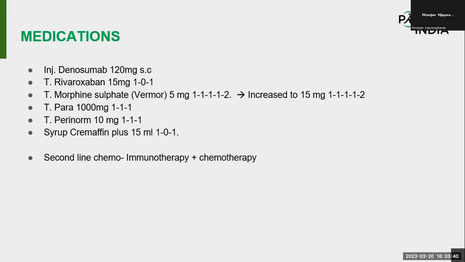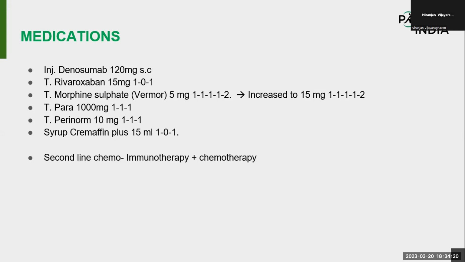In view of elevated creatinine, we were able to start him on denosumab for reducing the hypercalcemia as well as the metastatic bone disease. For the DVT, we started him initially on rivaroxaban, and we started low dose morphine, immediate release, at 5 mg. The pain was not settling down. He required 2-3 SOS medications. Finally, we titrated it to 15 mg in 4 days' time. As adjuvant, he was started on paracetamol 1 gram TDS. We gave him Peri-Nom and syrup Cremaffin Plus 15 ml twice a day. This was the medication part.